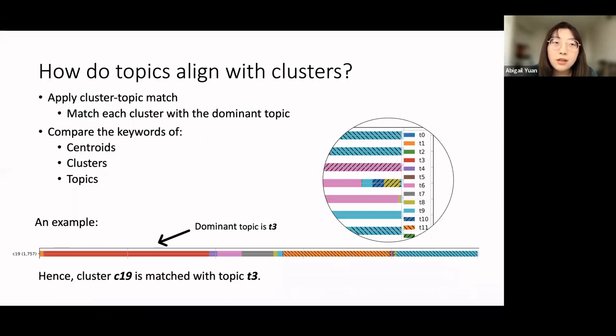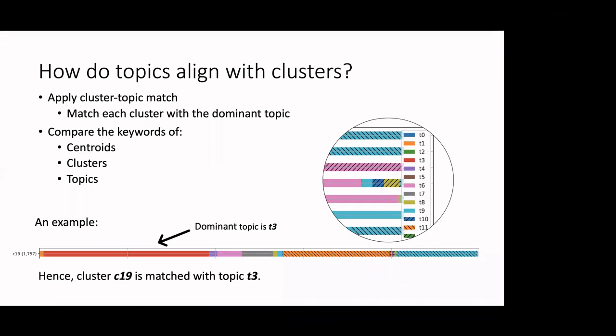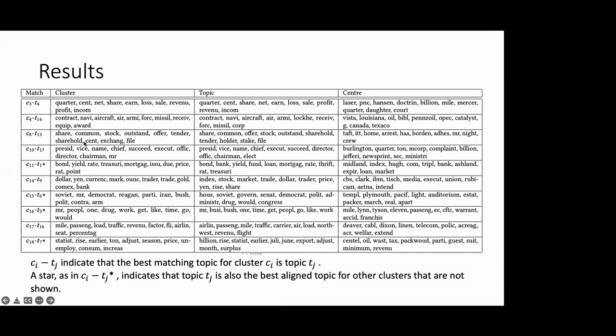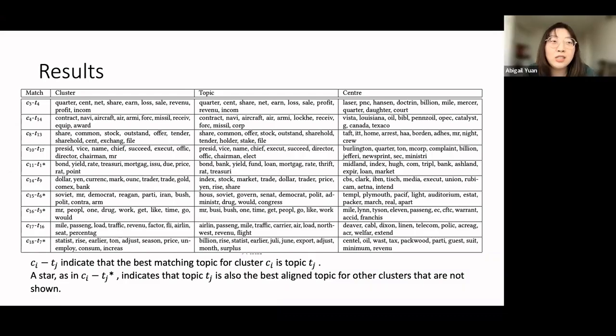On the other hand, how do the topics align with clusters? Well, we've seen how the clusters align with topics from the bar chart, and there are already other practices on using topic modeling to support clustering. But we are also interested in whether the clusters can be used to describe topics. What we did is first match each cluster with its dominant topic. For example, cluster 19 is mapped with topic 3 because this is its dominant topic. And then we compare the keywords for each cluster-topic pair.